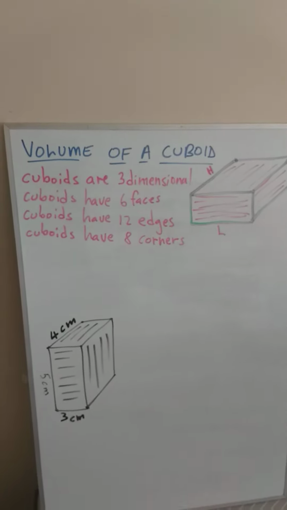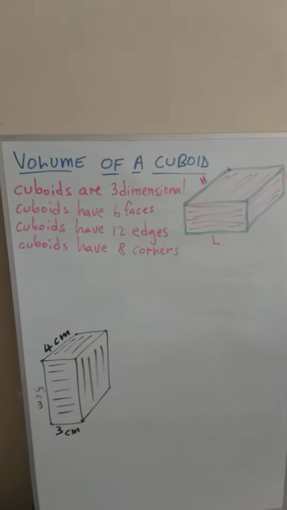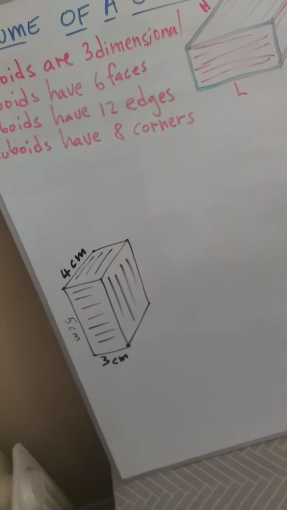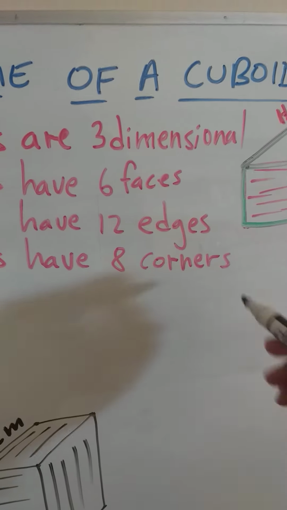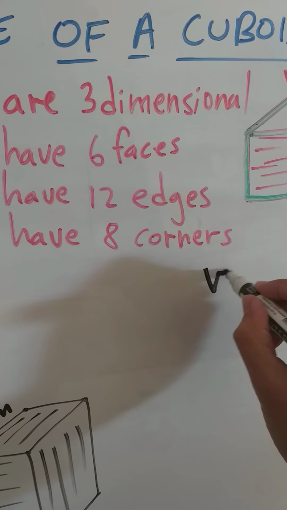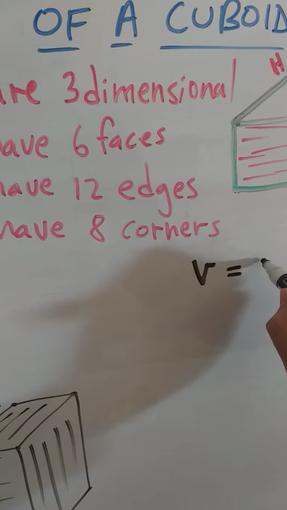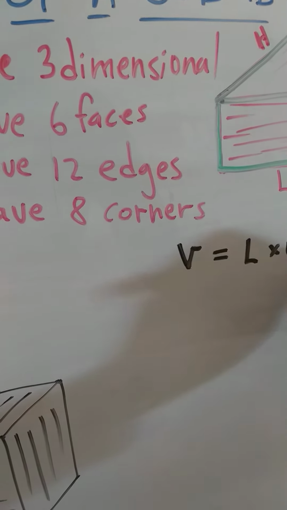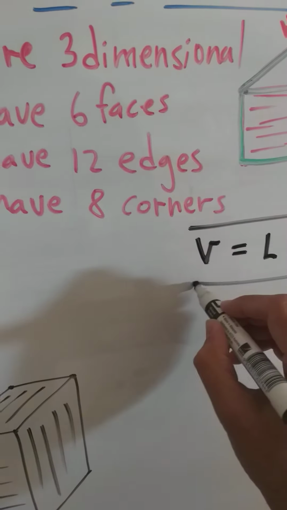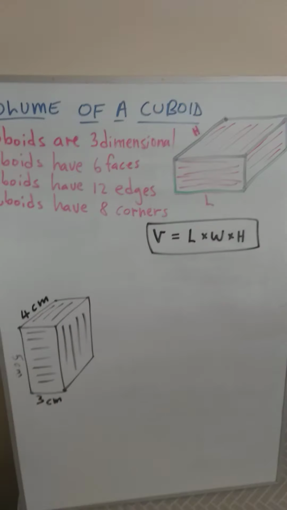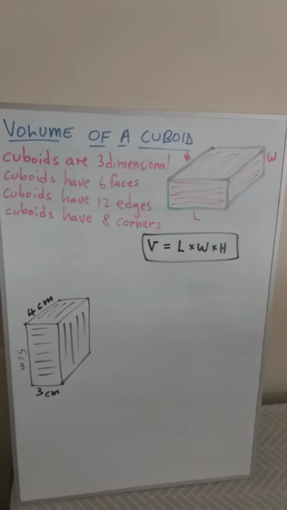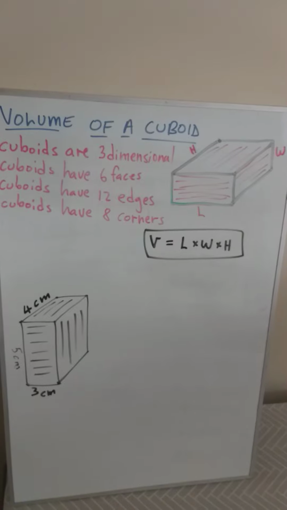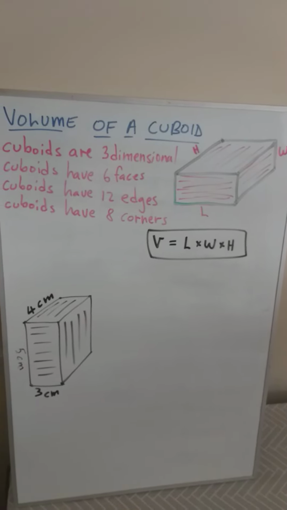So the best way is to look at an example, but first thing is the formula. How do we find the volume of a cube or a cuboid? The volume of a cube or a cuboid would be length times the width times the height. That is the important formula. Length multiplied by width multiplied by height. So you multiply the dimensions.